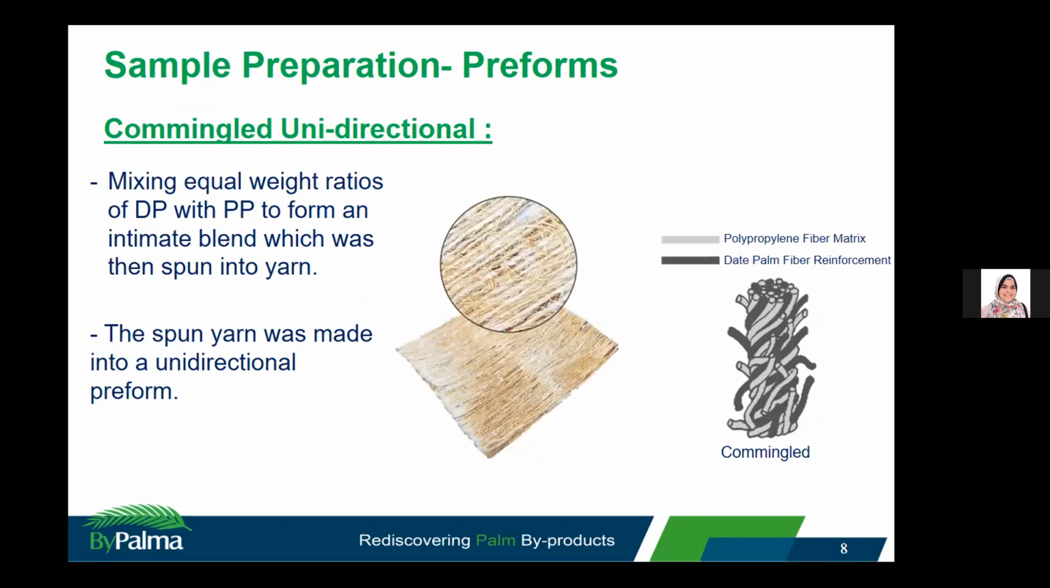For the second architecture, we had the commingled unidirectional. We prepared this by mixing equal weight ratios of date palm with polypropylene to form an intimate blend in which the fibers of the date palm and the polypropylene matrix were commingled together and formed a spun yarn. This yarn was then made to form this unidirectional preform.